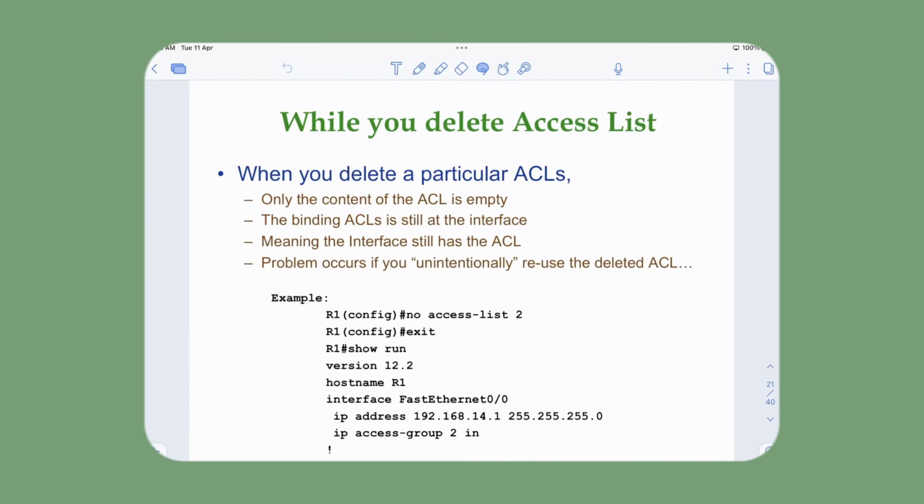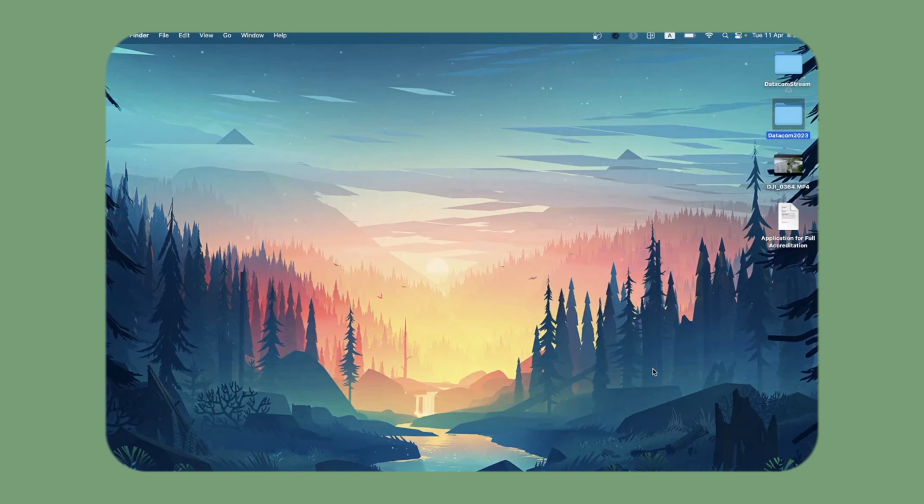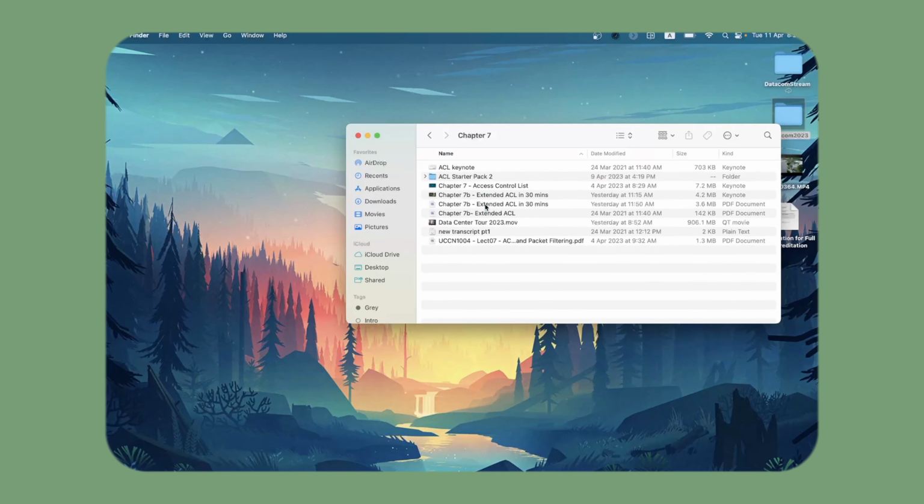Now I want to teach you one more example on whitelist and blacklist. This may be very easy for you, but just in case you didn't know, I think better I tell you. This one, if I remember correctly, is in the lab test.